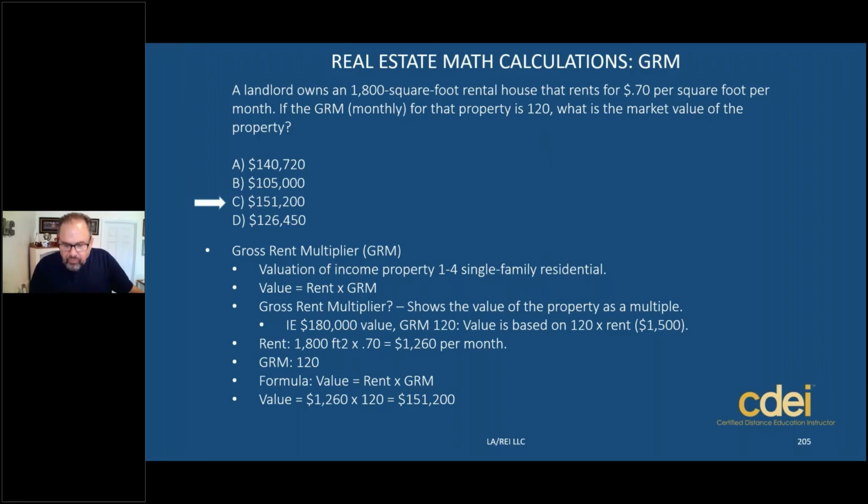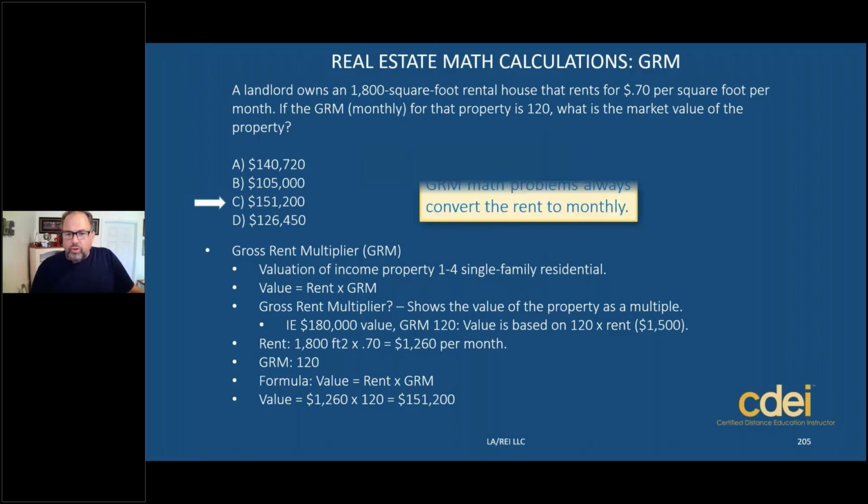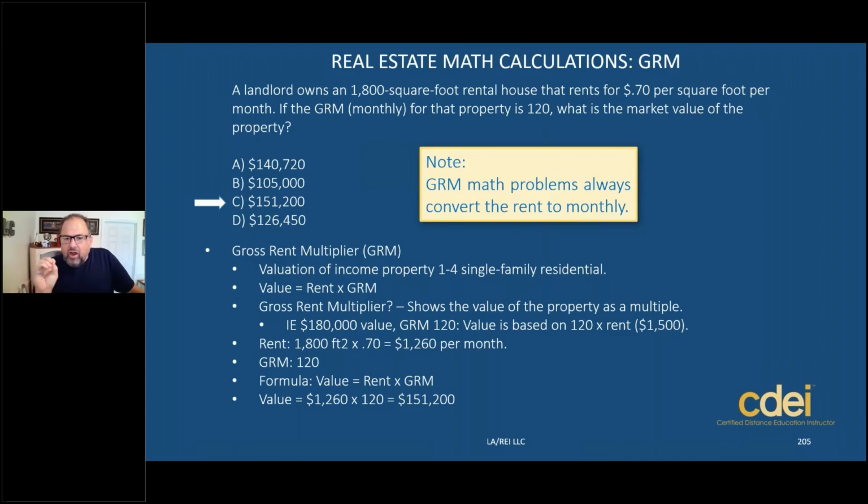Now listen to me carefully. This is very important. Lean in here with me on this last statement. Make this note. On a GRM math problem, always make sure, or if you have to, convert the rent to monthly, hence the name gross rent multiplier. Rent is monthly. Don't confuse this with annualizing under a GIM, or gross income multiplier. That's another whole separate tutorial. When we're dealing with GRM, we're dealing with monthly rent.